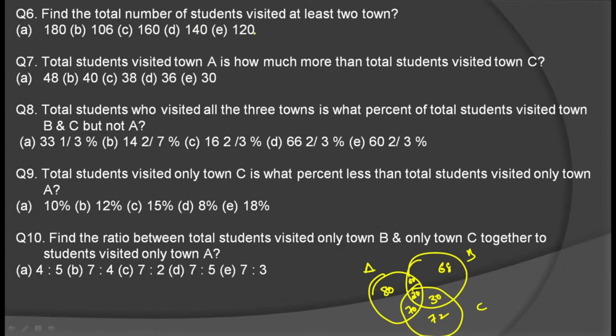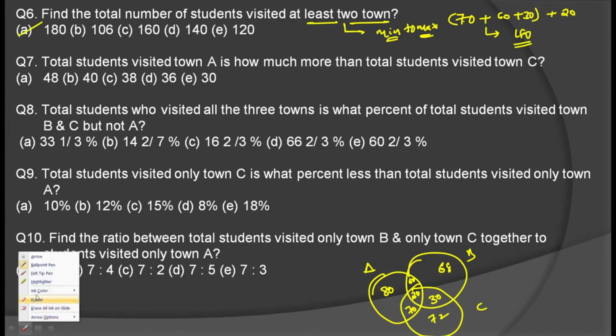Now find the total number of students who visited at least two of them, guys. At least can be represented for minimum to max. At least two or three, both cases are valid, guys. Now see here the answer. 70 plus 50 plus 30 is the students who visited two towns, and the students who visited three is 20. Now 70 plus 30 is equal to 100, 160 plus 20 is equal to 180. The 180. Very good. Next one.